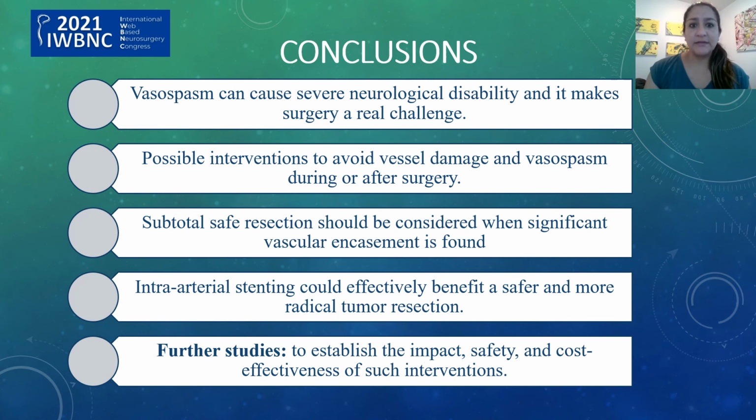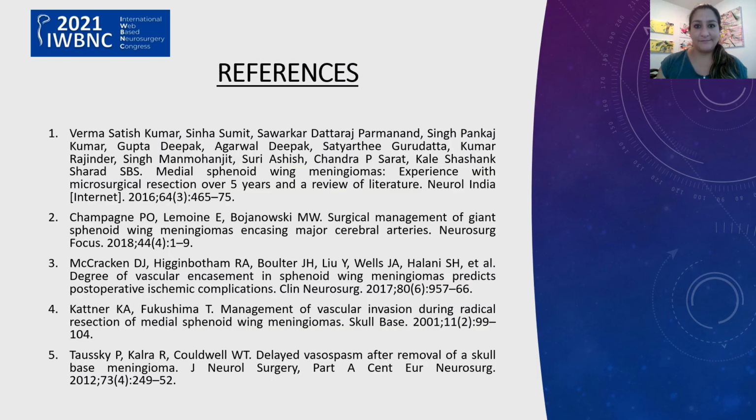Thus, these reported cases raised important questions regarding the possible interventions to avoid vessel damage and vasospasm during or after surgery. The authors recognized the possibility of such an occurrence and the importance of finding effective treatments for a preventable event. Subtotal safe resection should be considered when significant vascular encasement is found. However, we proposed that intra-arterial stenting could effectively benefit a safer and more radical tumor resection. Thank you.